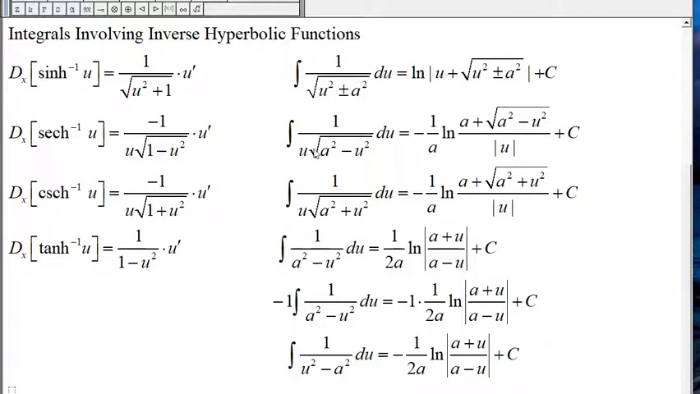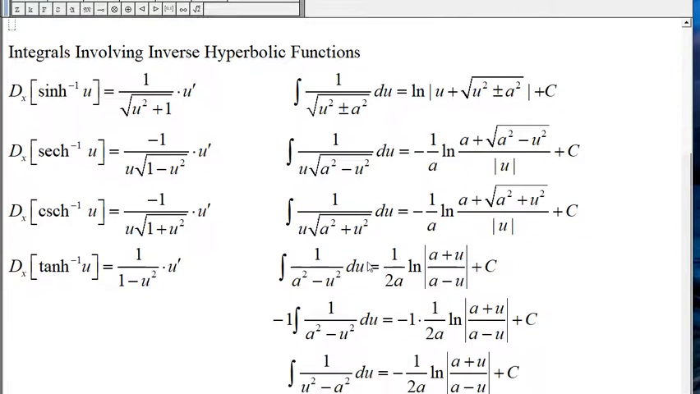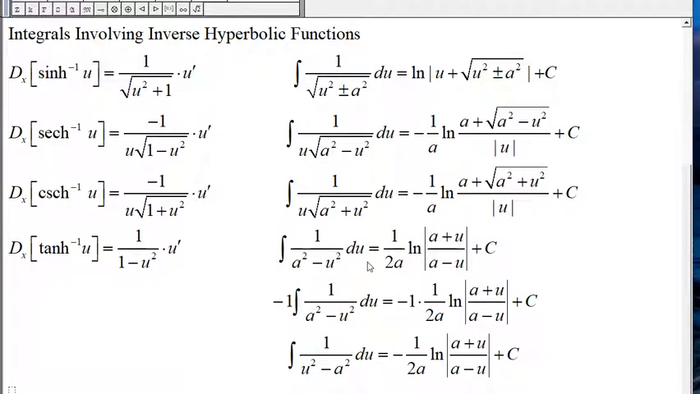If we have something like 1 divided by u times the square root of a squared minus u squared, then we would use this formula. The difference is this. Earlier, from this formula right here, we have u times the square root of u squared minus a squared. But here we have u times the square root of a squared minus u squared. That's the difference. So we have to look at our integrand and decide which formula is appropriate. Now we'll do several examples using these formulas.